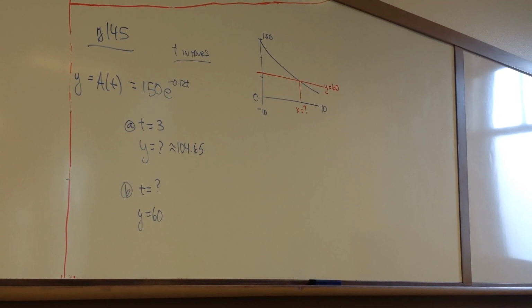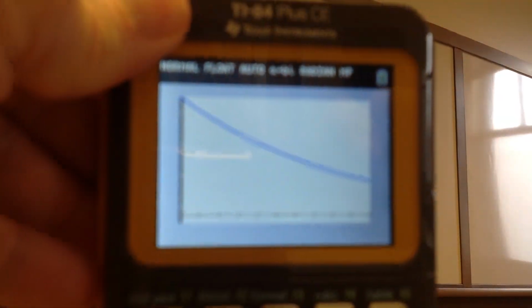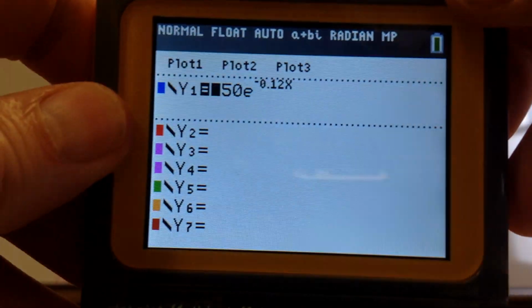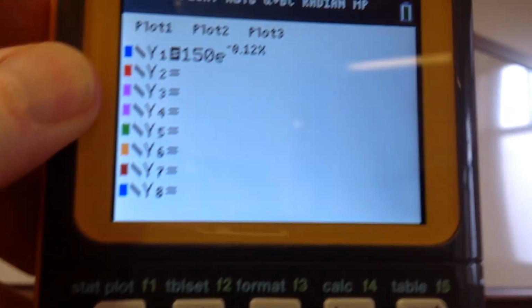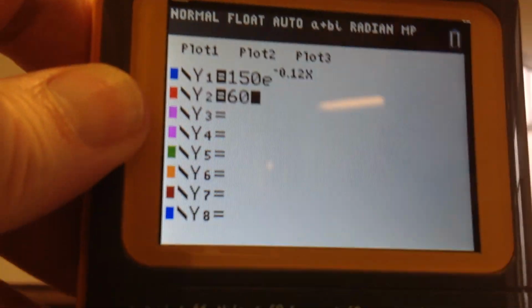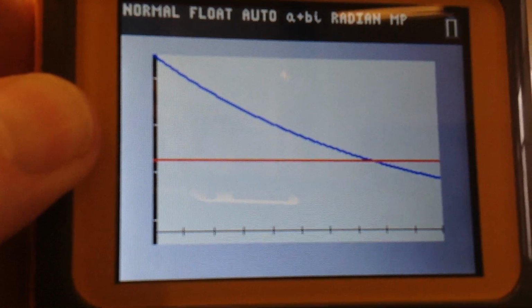Okay, let's get this focused. So there's the calculator. We're going to go back into the y equals and go down to y2 on the down arrow. So there it is. Just type in 60. Now go back and graph them both. And there's that line.